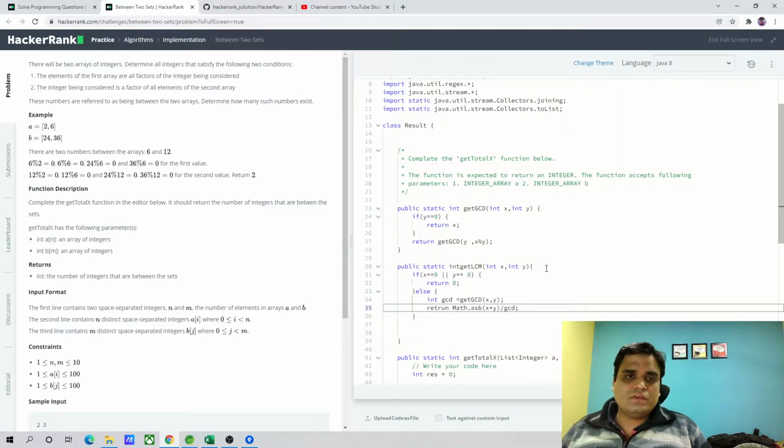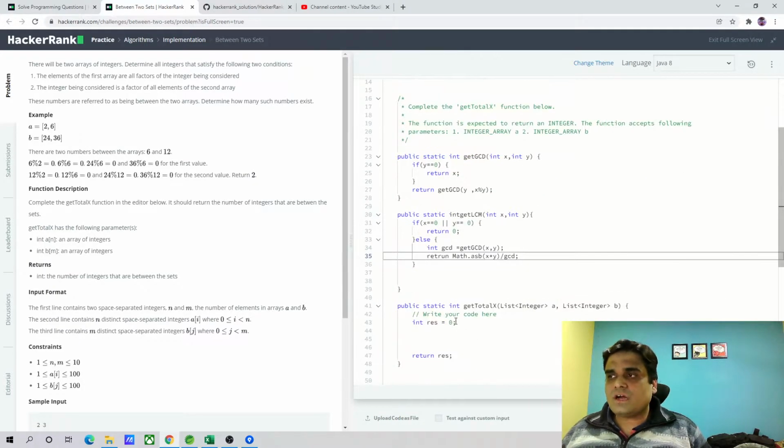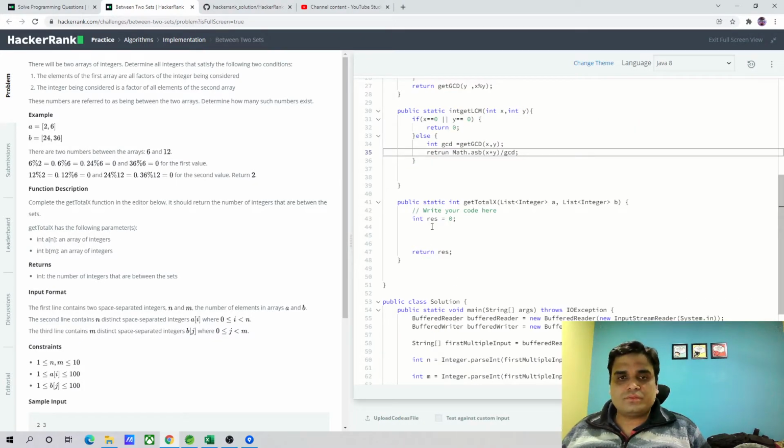If you recall the mathematical algebra function, how to calculate the LCM and greatest common divisor, these two functions are just doing the same. Okay, it's pretty much simple. Now we are coming to the actual problems. So first of all, we'll just define a variable as integer result as 0 and just return it.